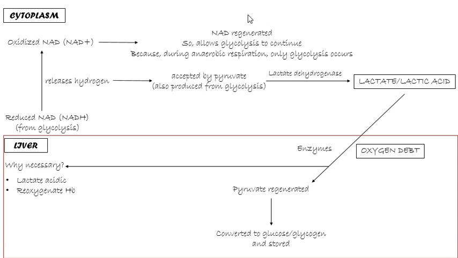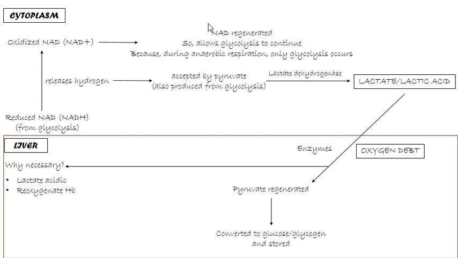So why exactly is the regeneration of NAD necessary? This is because if NAD was not regenerated, then the cell would lose its supply of NAD, and as a result, glycolysis will stop. Now, if glycolysis stops, then ATP production will be completely inhibited because, as I mentioned at the start, during anaerobic respiration, glycolysis is the only way in which you can produce ATP.